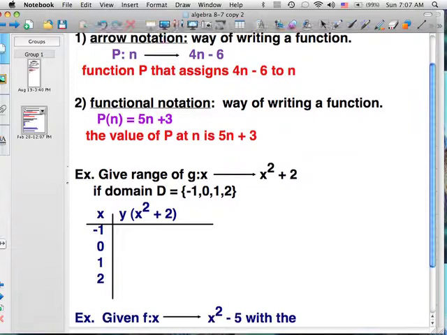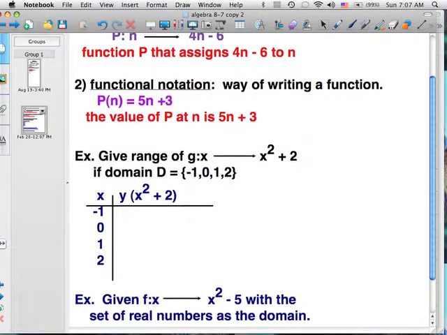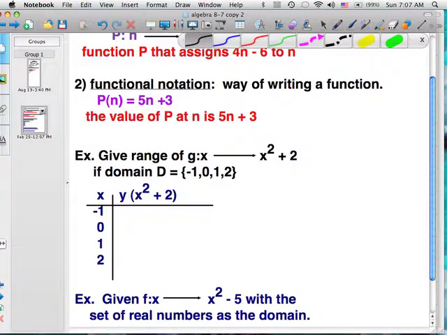So on your assignments, you have to find the range of a function, in this case g, which pairs x with x squared plus 2. The domain, those are the numbers that are going to go in for x, is negative 1, 0, 1, 2. So we take each number in the domain and plug it into the function and find y. So negative 1 squared plus 2 equals 1 plus 2, which is 3. So negative 1 becomes 3 in the function.